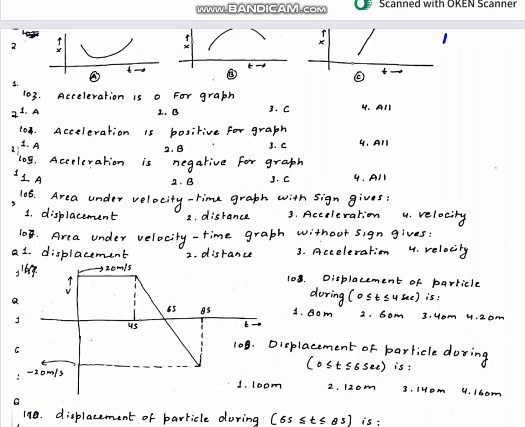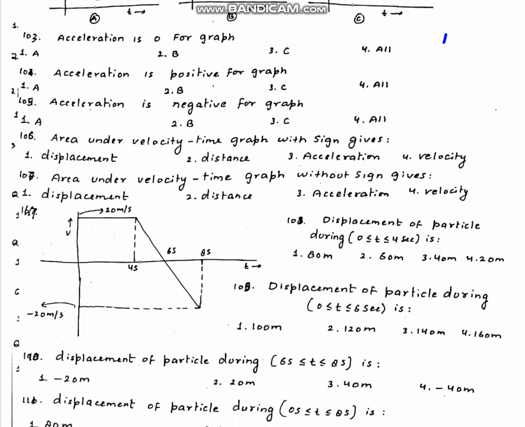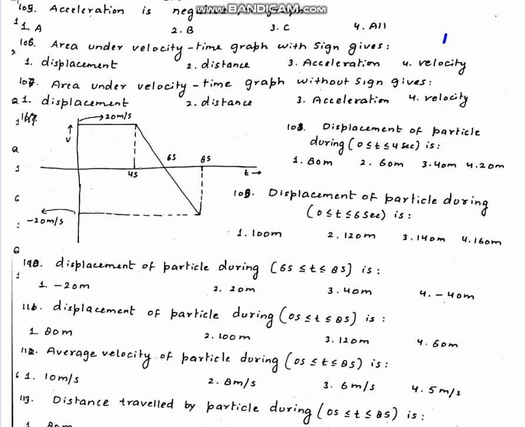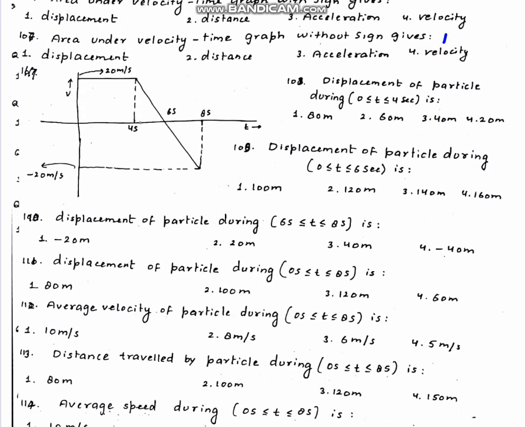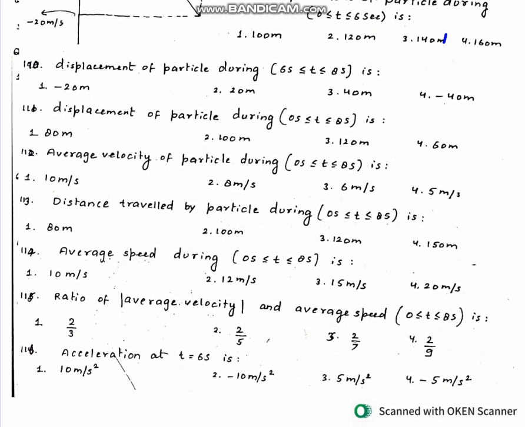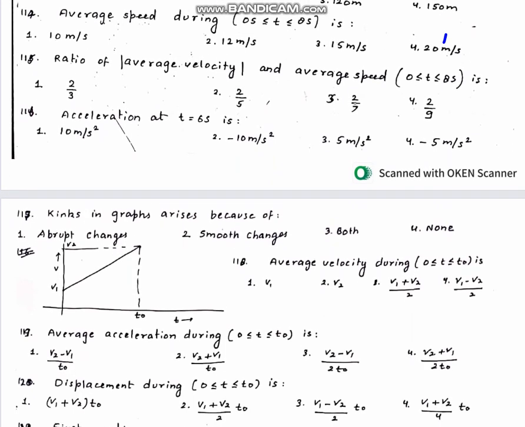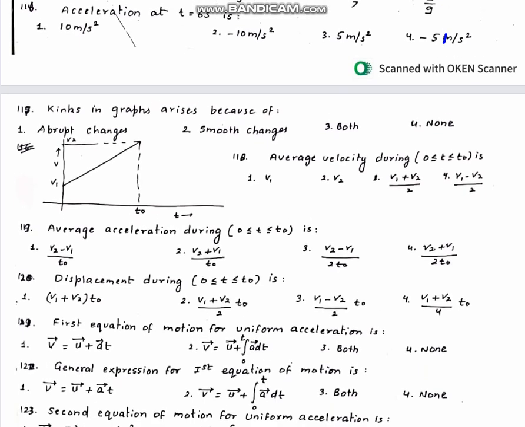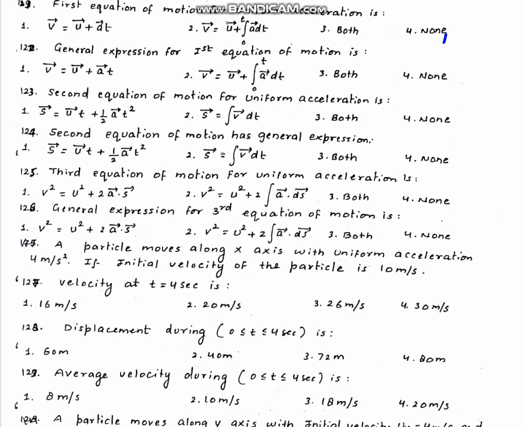Then we have a question based on the area under velocity-time graphs. So the concepts of without sign and with sign are discussed over here. Then we are given a graph of velocity versus time, and we need to find displacement, then average velocity, then distance traveled, then average speed, then the ratio of average velocity and average speed, then acceleration at a particular time, then about kinks. Then from the graph we have to find average velocity, then average acceleration, then displacement.